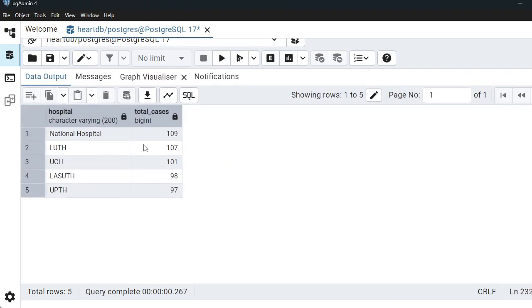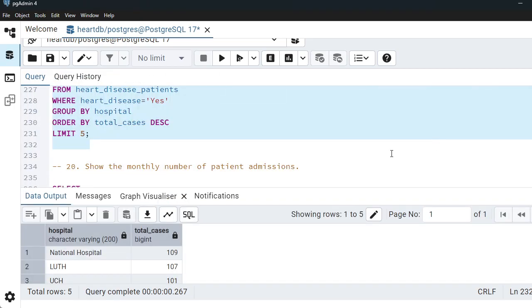So now this is the National Hospital, this is the LUTH. So we have their total cases. The total cases of the patients here are this, like total cases of diseases. So we have all of that.